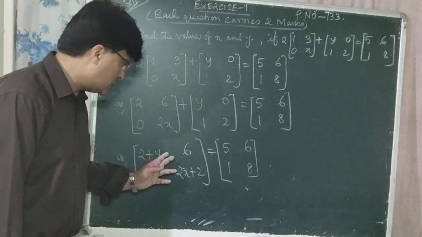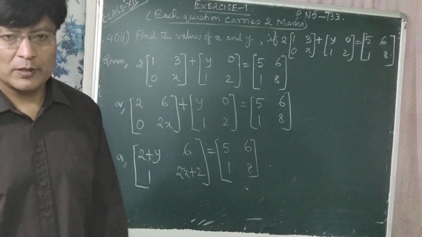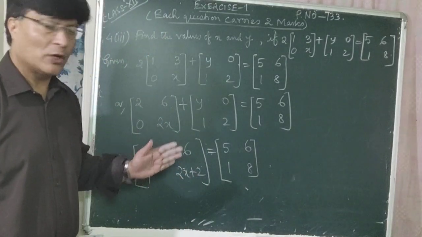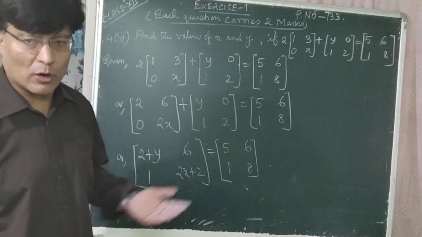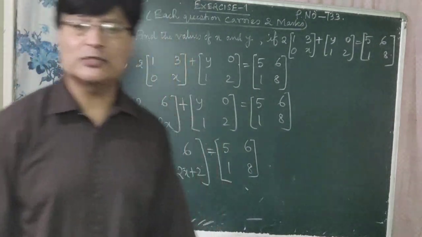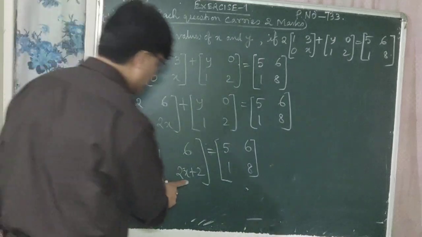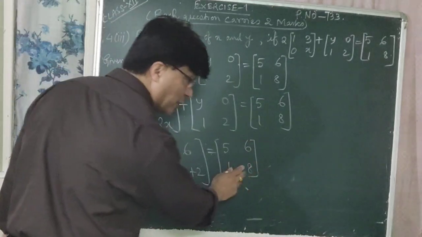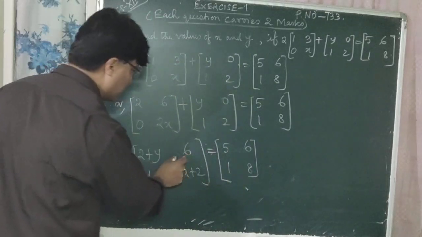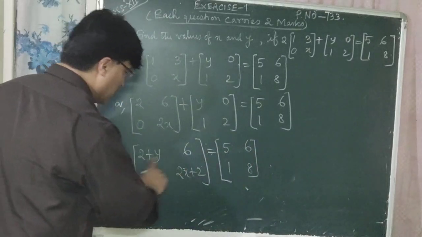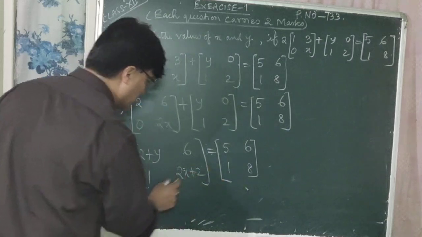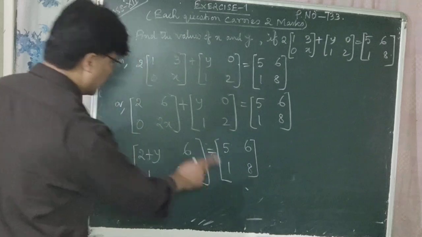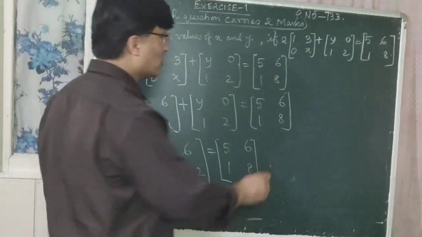Now these two matrices are equal. So from the definition of the equality of matrices, both the matrices should have the same order and the corresponding elements must be equal. Both the matrices have the same order, so it's correct. Corresponding elements must be equal, that is, first element equals first element, second equals second element. In the second row also, first element equals first element and second element equals second element. Now this is 6 and 6, 1 and 1. That's correct. 2 plus y is equal to 5.